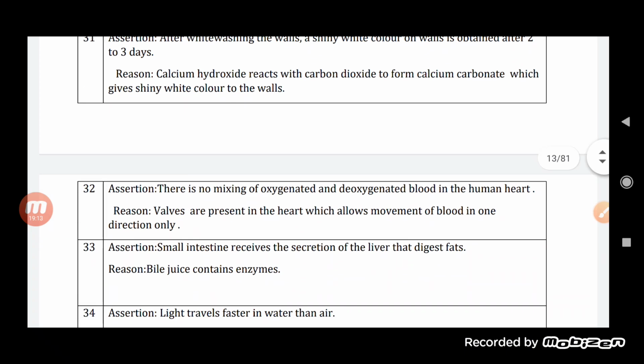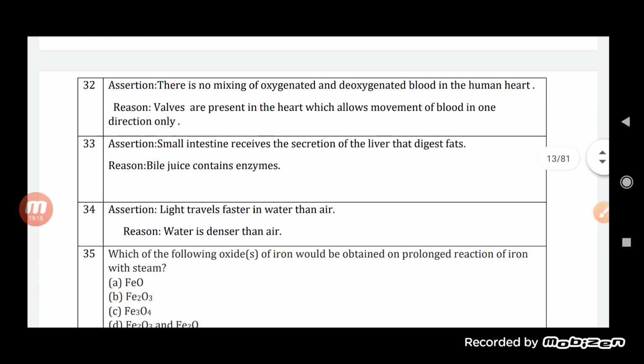So option A will be the correct one, where the assertion and reason both are true and R is the correct explanation of A. Now if we look at the second one, the assertion is that there is no mixing of oxygenated and deoxygenated blood in the human heart. You know that a human heart consists of 4 chambers, and there is a septum which prevents the mixing of the oxygenated blood with the deoxygenated blood. Now let us see what is the reason behind it.